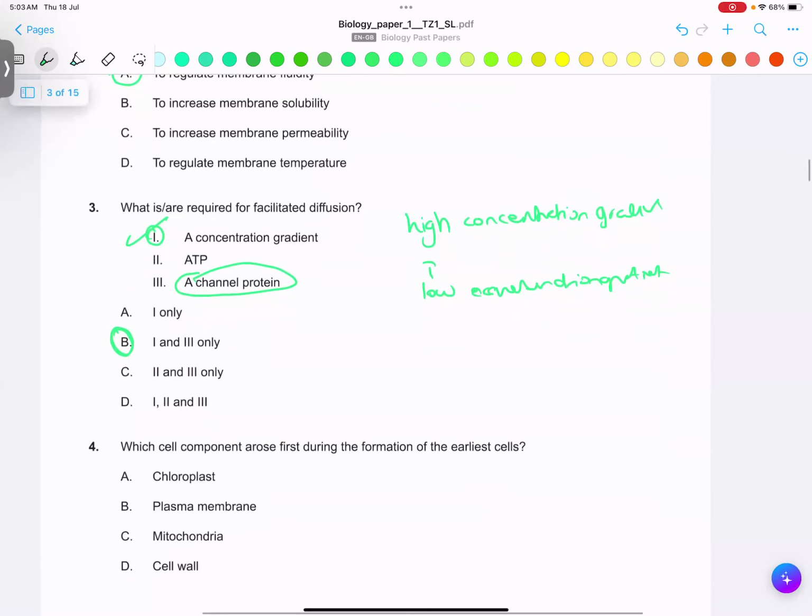Okay. So, what cell component arose first during the earliest formation of cells? This one's a bit more straightforward. We're just going to go with plasma membrane, because this is just something you memorize, something you know. It's not something where you have to do some analysis. So in this case, this is B.